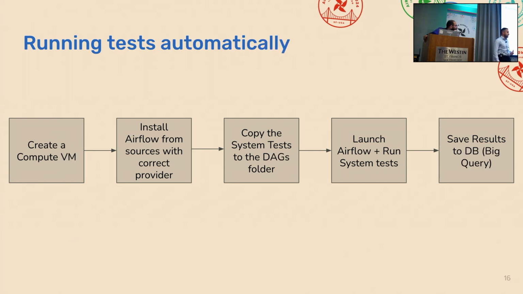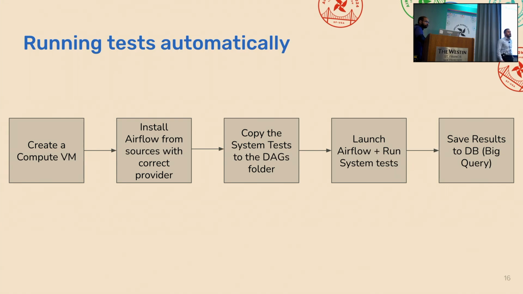So, okay, we now want to automate those steps. So instead of having Bob turn on a computer, we decided, okay, why don't we create a compute virtual machine on Google Cloud. And then we SSH inside the machine. We clone the Airflow repository. We install Airflow. We install all the dependencies. Then we copy the Google Providers package system test DAGs inside the DAGs folder. We launch Airflow and run the system tests, and then we save the results in a database.